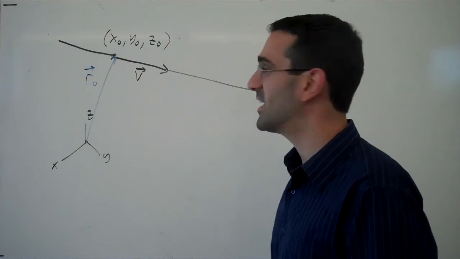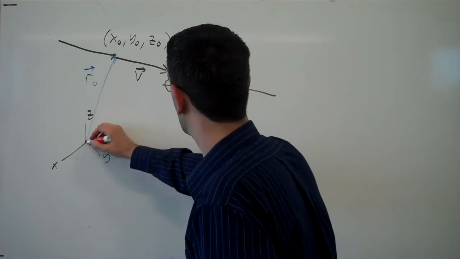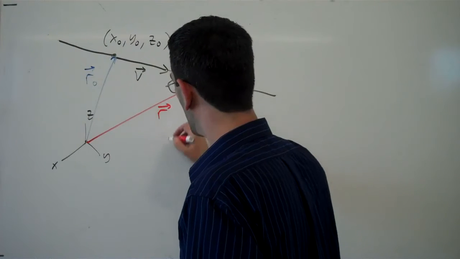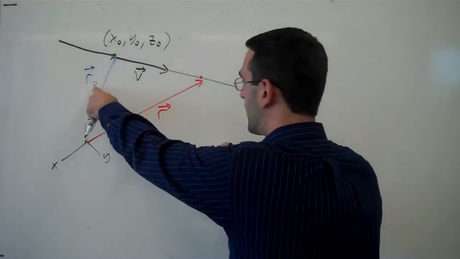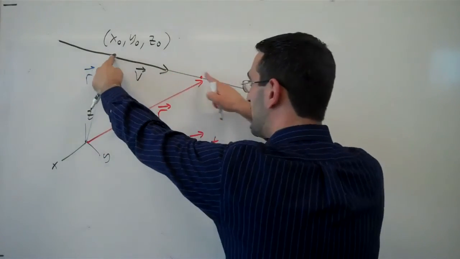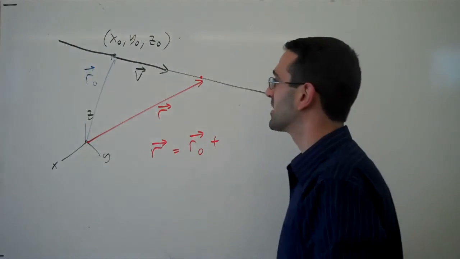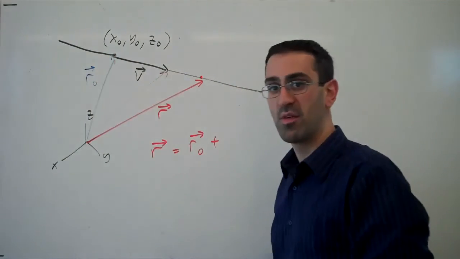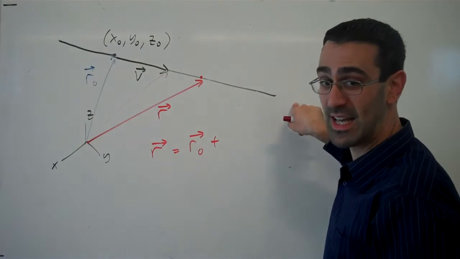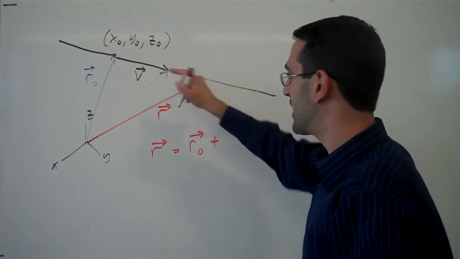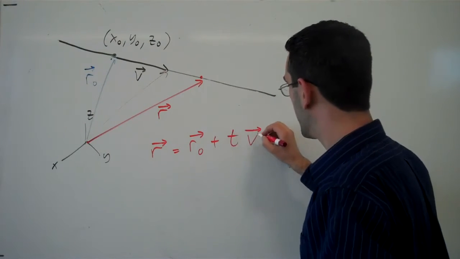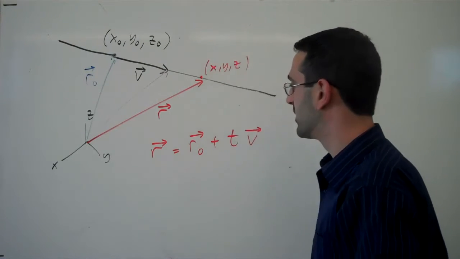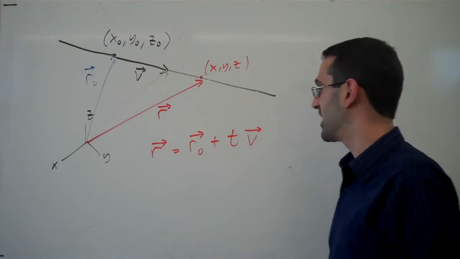Then any point on the line can be represented as the end of a vector r, where that vector r is the original r naught point plus some scaling of the vector v, right? Because this would be r naught plus 1v, this might be r naught plus 2v, 3v, 4v, right? We're combining this vector r naught with scalings of that vector v. And if we scale that vector v by t, then any vector r pointing to some point x, y, z on the line can be represented as r naught plus t times v.